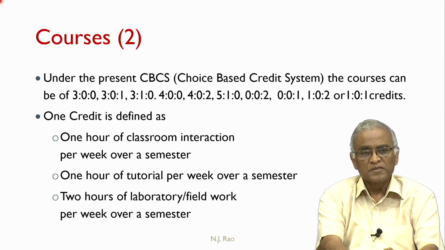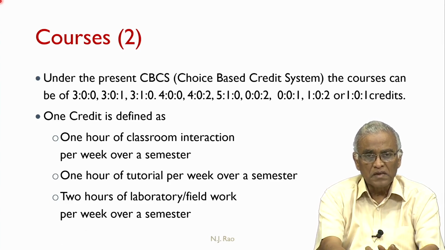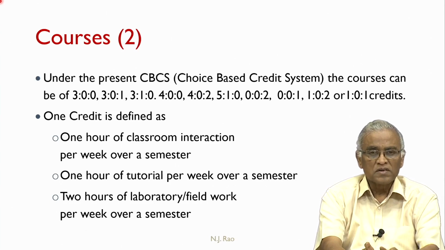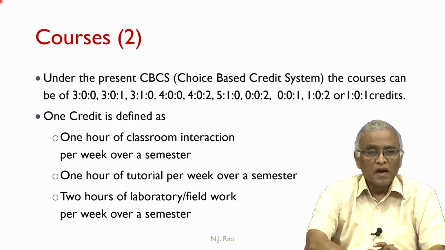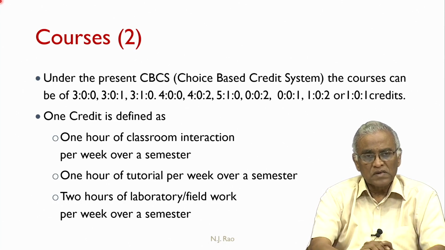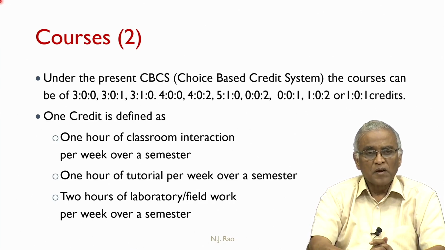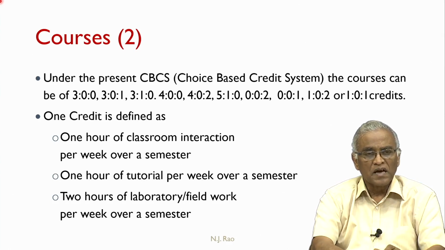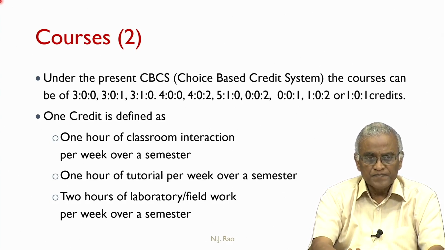For example, skill enhancement courses are dominantly 2 credits, which can mean either 0:0:2 or 1:0:1. So, these are all possibilities. One thing that has happened is that, while the credit system has been around for quite some time, it is only a label given to a course rather than strictly implemented. What does 1 credit mean? 1 hour of classroom interaction per week over a semester.